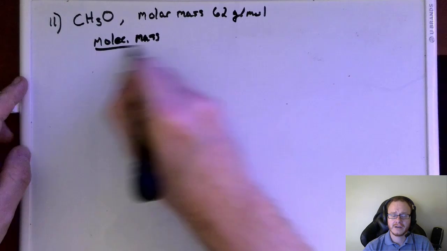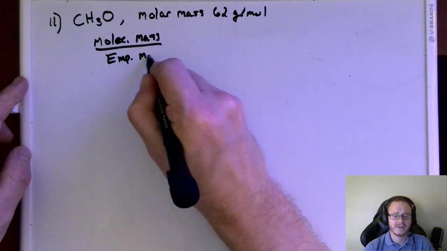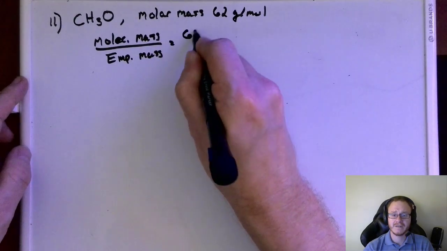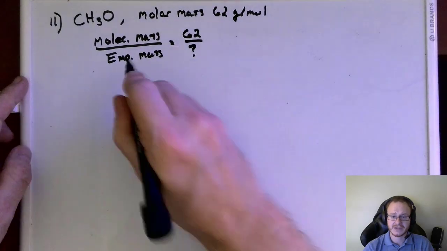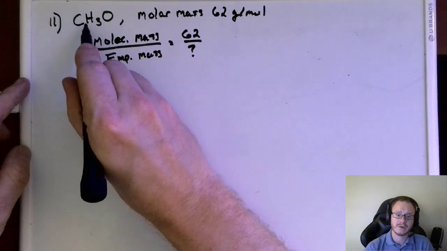Here, I need to do the molecular mass over the empirical mass to find a multiplier. This multiplier is what I'm going to multiply the first formula by. I do know my molecular mass is 62. I do not know the empirical mass right now, but that's pretty easy to solve for.